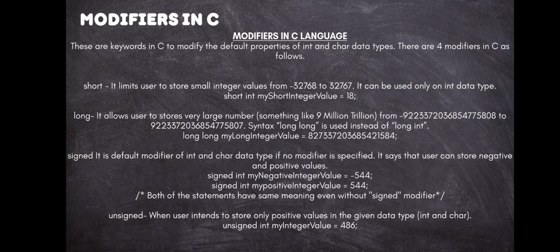The next one is the unsigned. When the user intends to store only positive values in the given data type, that is integer and character, we use the unsigned. Unsigned int, my integer value is equal to 486.